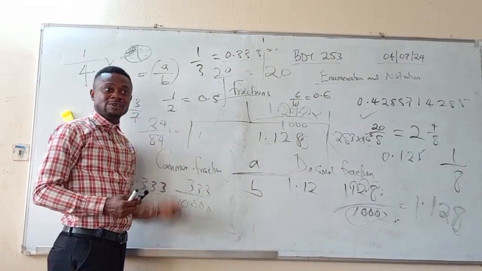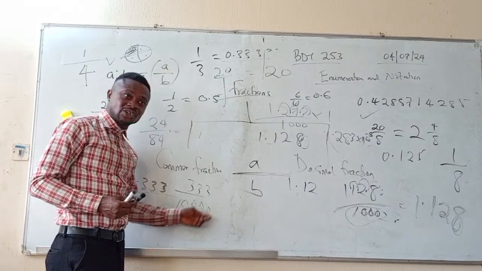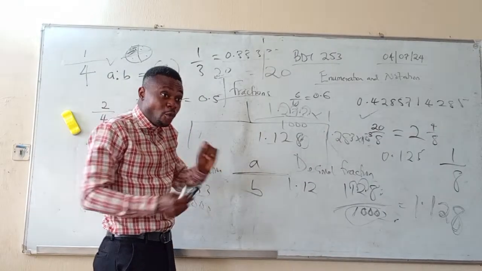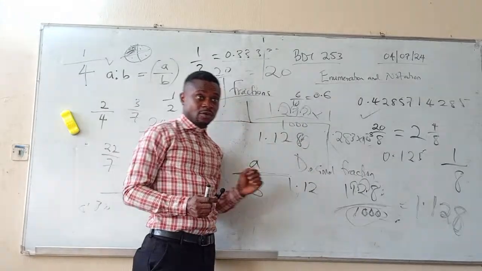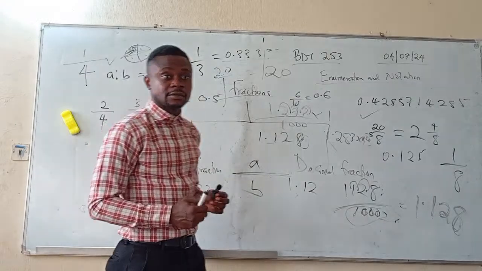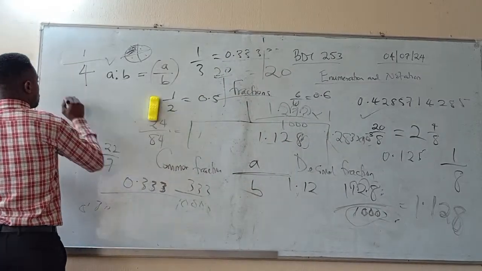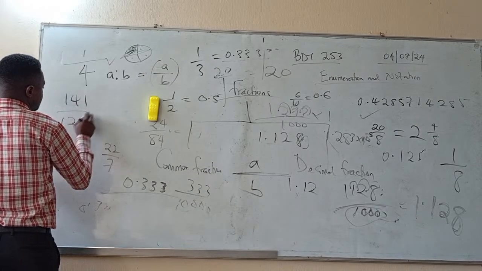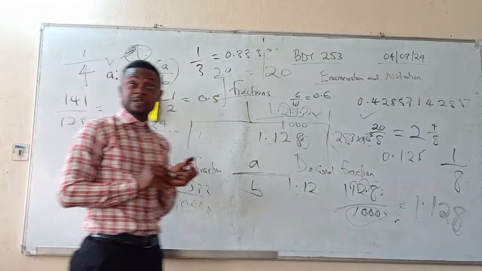Simple. That's why I ask you, is there any number, forget about the 1,000, is there any number you can normalize and you get it without playing around? Yes, sir. What number is that? 141 over what? 125. Not approximation. Yes, sir.